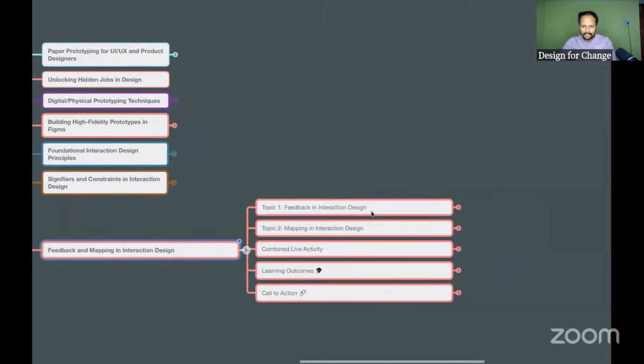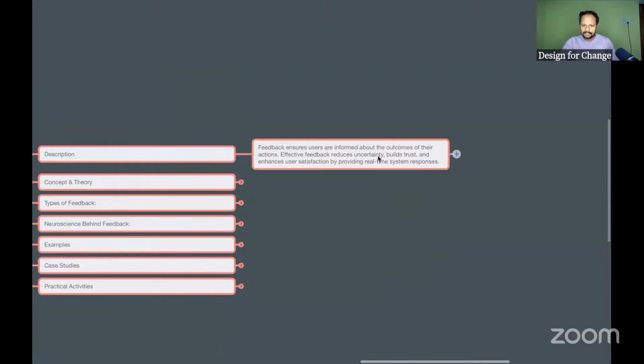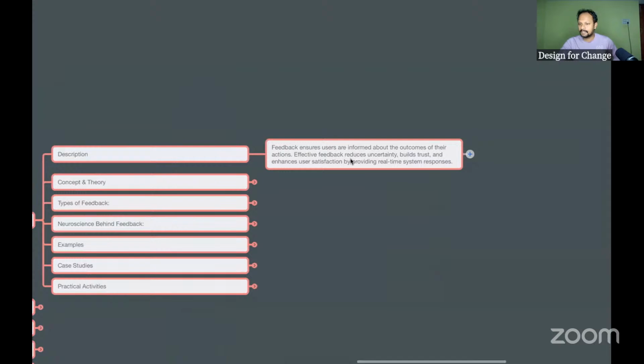So now let's talk about feedback. I already gave you the examples, so you know about it. What is feedback? It ensures the user's outcomes, and feedback reduces uncertainty and blind trust. Okay, I told you about this, right? And it enhances user satisfaction by providing real-time system responses.